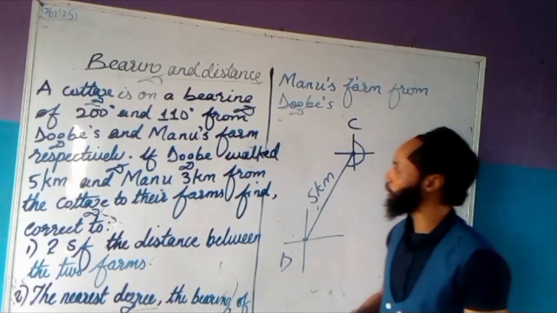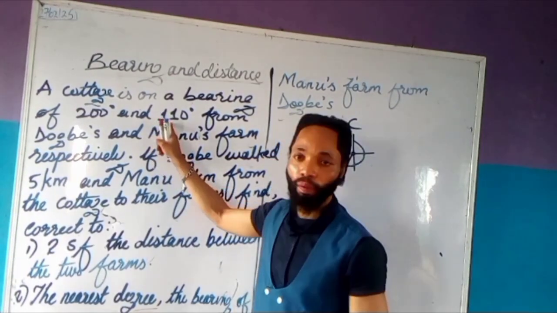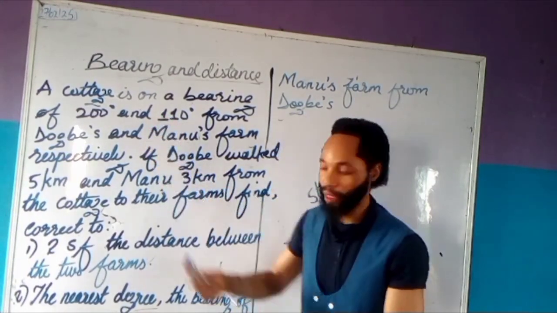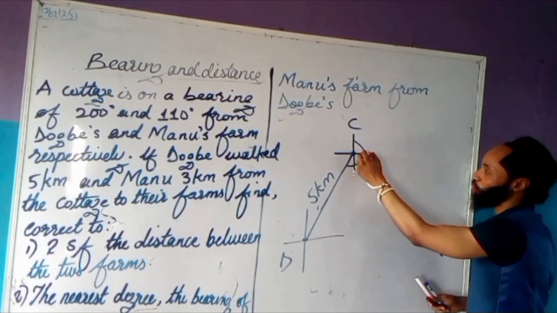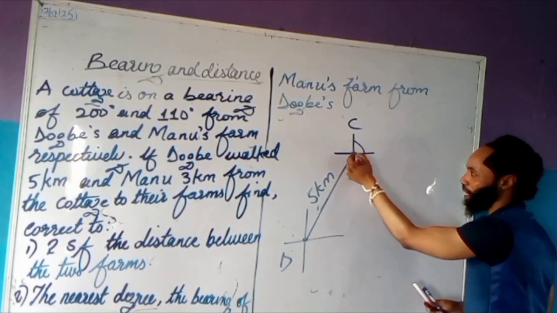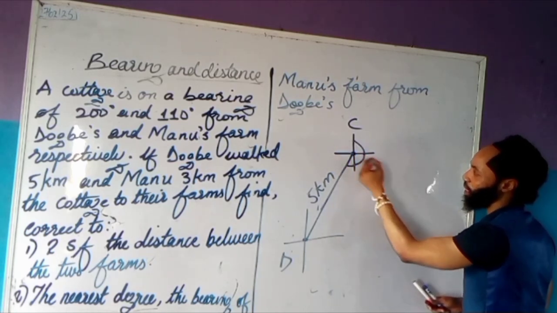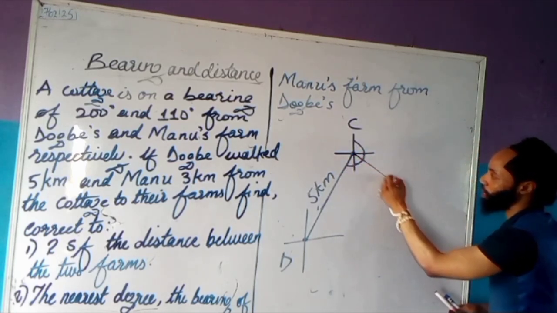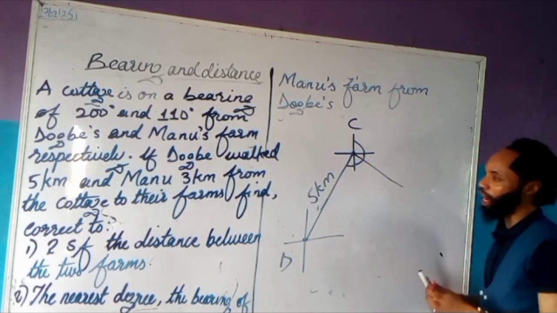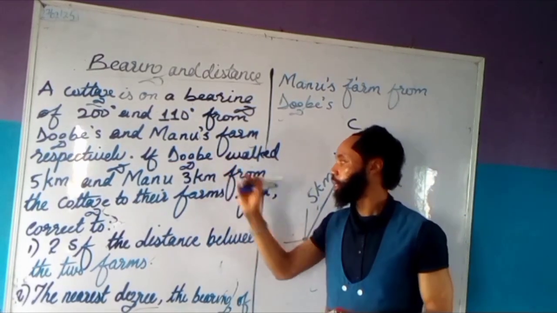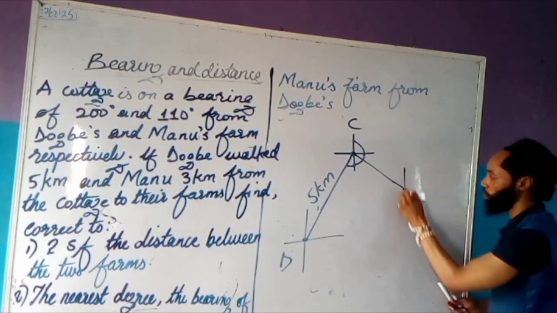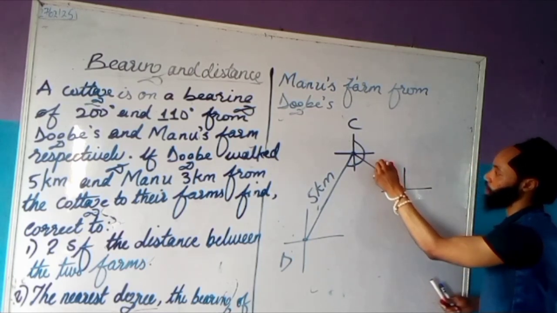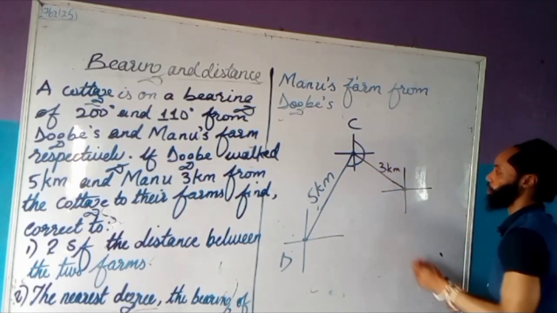Now, the next person is Manu. They say there is 110. So 110, this is 90. So 110 will be somewhere around here, somewhere after 90. And how far did he walk? 3 kilometers. So it won't be as long as 5. So this is fair enough. Let me keep it at 3 kilometers.